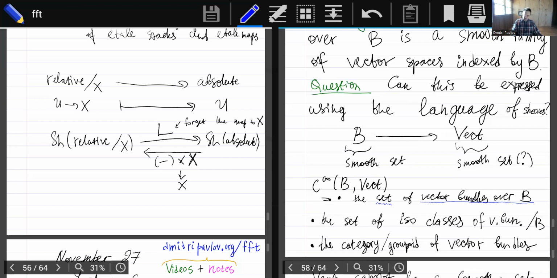So maybe I should even write this down. Isomorphic elements, isomorphic bundles, I guess, are different elements in this set.